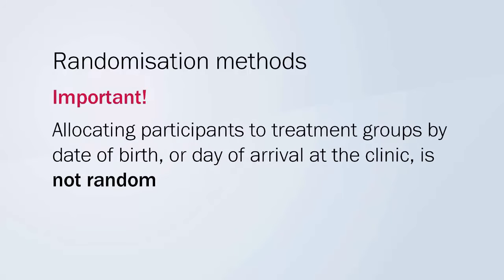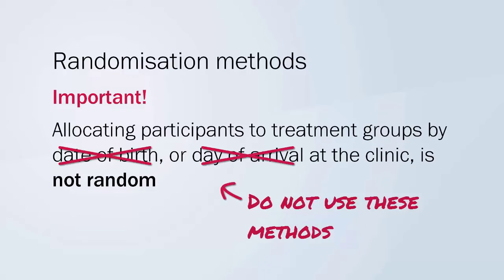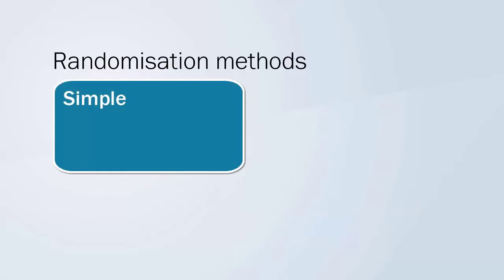There are different methods of randomization. It is very important to note here that allocating participants to treatment groups by date of birth or by day of arrival at the clinic is not random, and these methods should not be used. Simple randomization. The simplest method of randomization is tossing a coin. Simple randomization is rarely used because, by chance, you can get an imbalance in the numbers assigned to each arm.